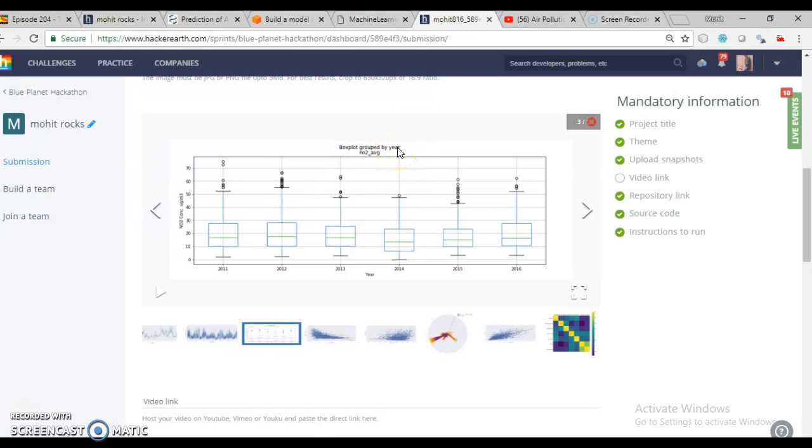NO2 has huge importance in affecting the air pollution level, so we are getting more focused on NO2 concentration. This is a box plot. It means the outlier levels are huge in the 2011 data.